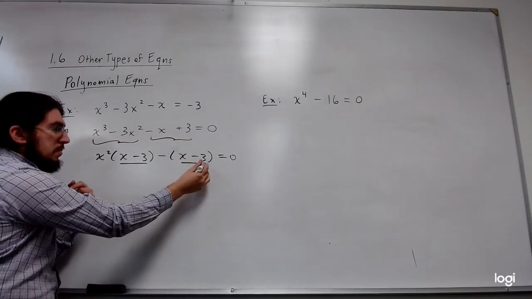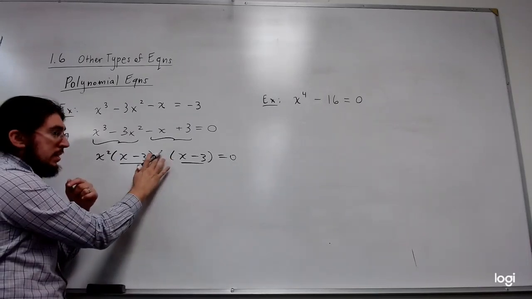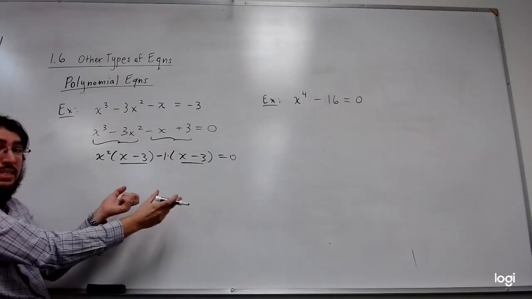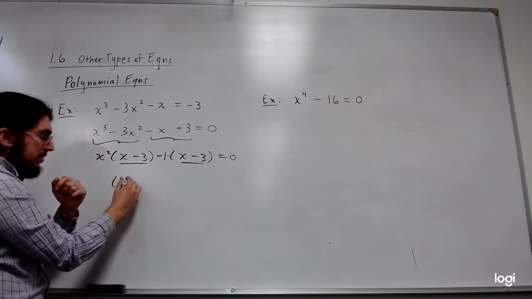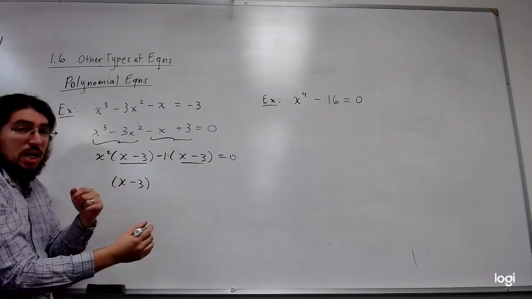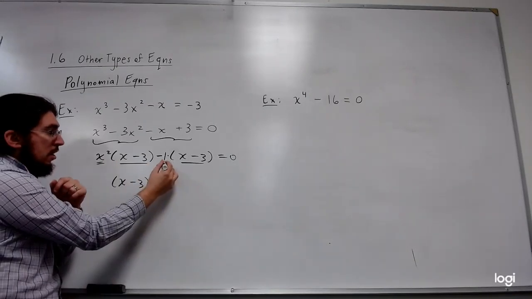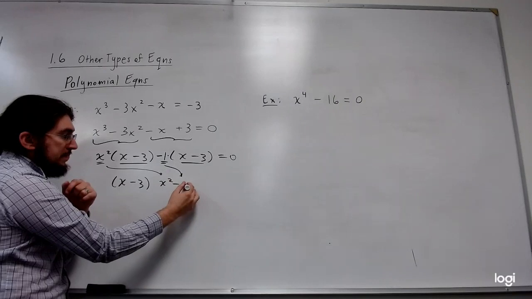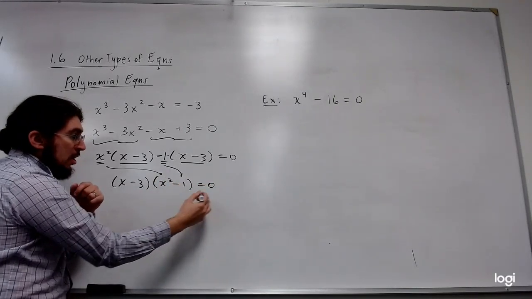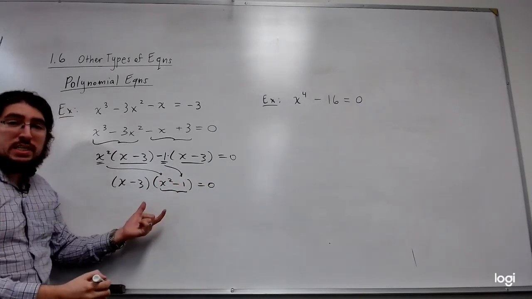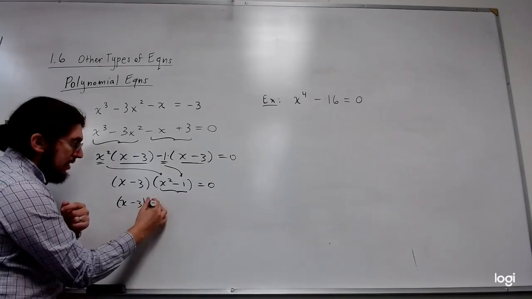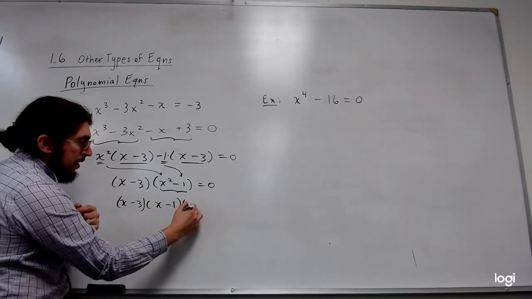Also, since both of these have an x minus 3 in common, and this is a negative 1 times x minus 3, we can factor x minus 3 as a common factor outside, and what we'll have left are these two, namely x squared minus 1. Perfect. We can continue to factor, of course, because x squared minus 1 is a difference of squares. So completely factored, it's x minus 3 times x minus 1 times x plus 1.